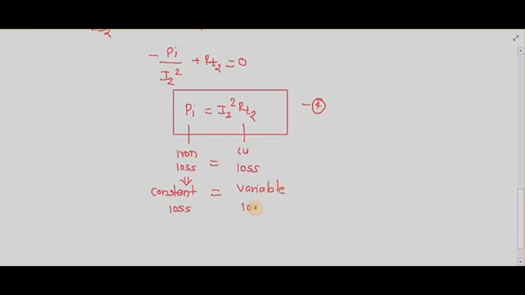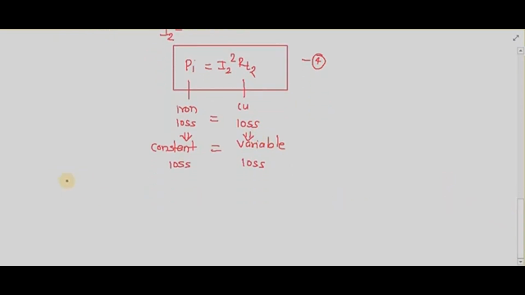Why is my copper loss variable? Because it depends upon the load current. So as I am changing the load, my load current will get changed. Hence my copper loss is variable loss. So the efficiency of the transformer is maximum for that load which makes my variable copper loss equal to the constant iron loss. So let us see what is the load at maximum efficiency.